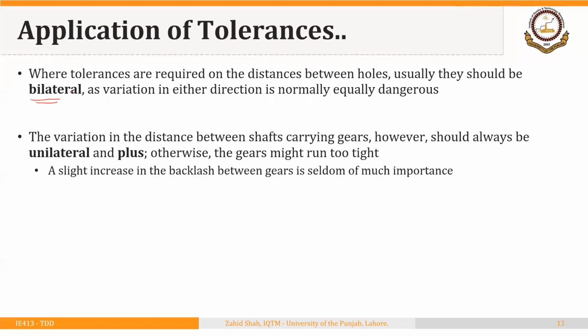The variation in the distance between shafts carrying gears, however, should have unilateral tolerance, and that should be in the positive direction. Otherwise, the gears might run too tight. So a slight increase in the backlash between gears is seldom of much importance. A slight increase in the backlash will still not affect the working of the gears, but if that distance is smaller than required, then the gears may jam and they may not actually perform the primary function of rotation. So in this case, it should be a unilateral tolerance and given in the plus direction.